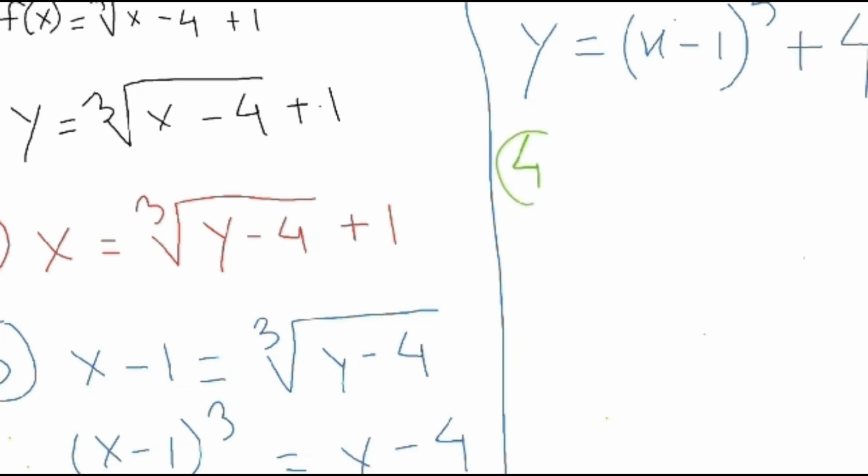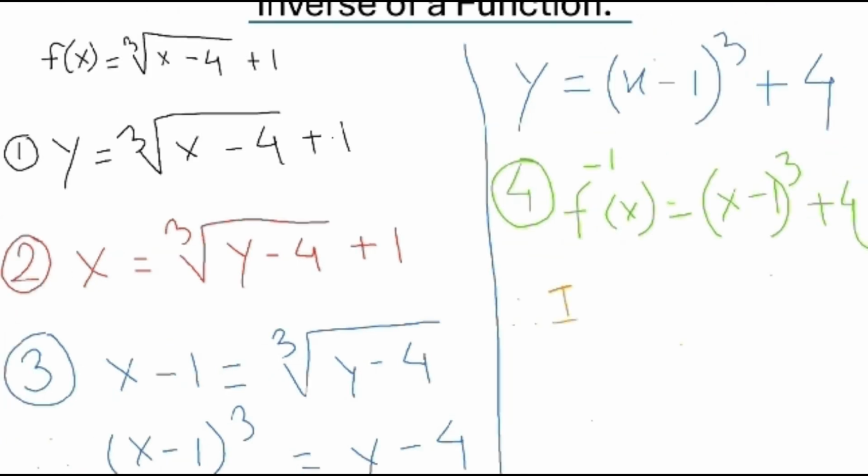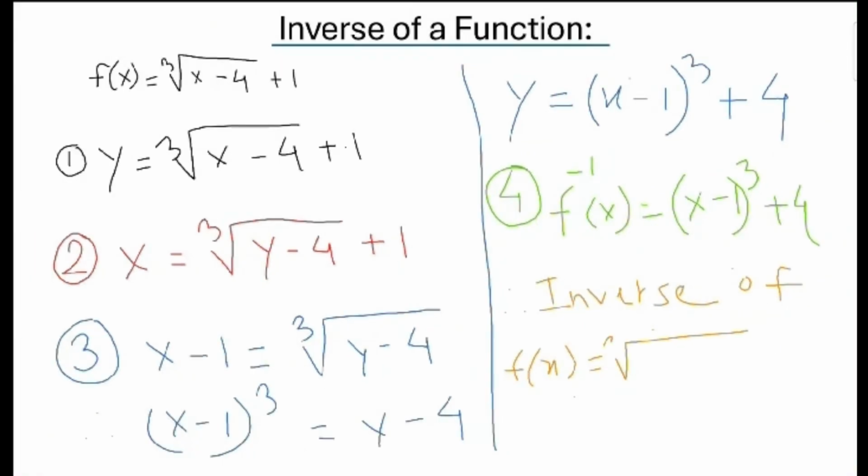After solving for y, we move to our last step, which is replace y by f inverse x. By doing so, we get f inverse x equals x minus 1 whole cube plus 4. Therefore, the inverse of f of x equals cube root of x minus 4 plus 1 is f inverse x equals x minus 1 whole cube plus 4.